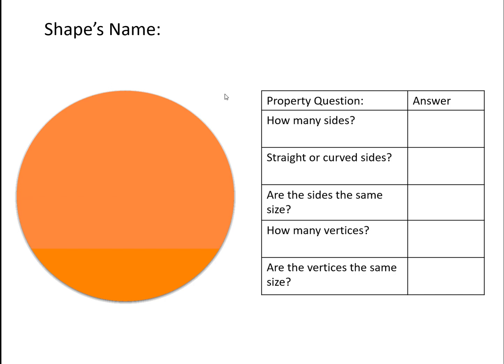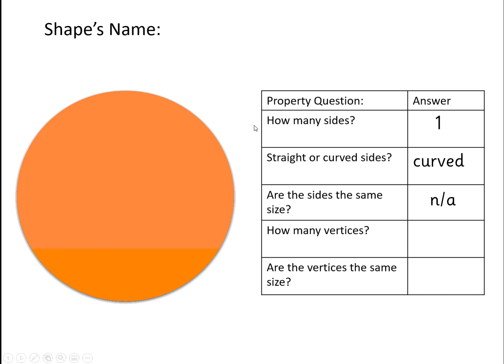Okay, so this is your first curved shape. So how many sides has it got? It's actually only got one side. And as we said, the sides are curved. Are the sides the same size? Well, because there's only one, it's not actually applicable. That's what NA means. It doesn't count.